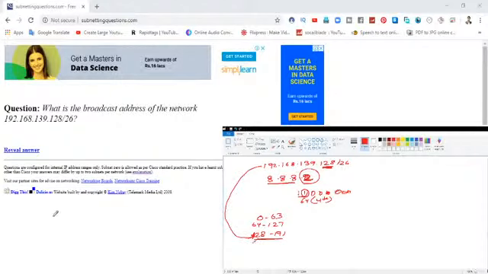As we know, the first IP of any network range would be the network address and the last IP address would be the broadcast address. So very simple, the broadcast address would be 192.168.139.191. Let us check. Good, cool. Now let us come to the next question.